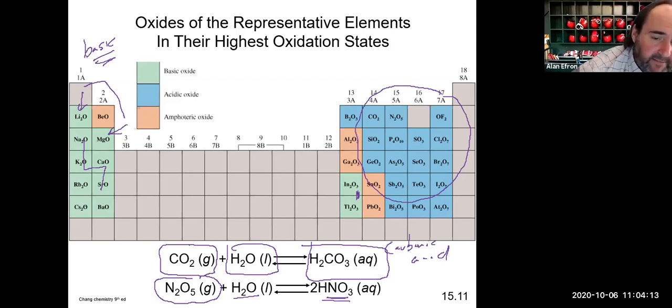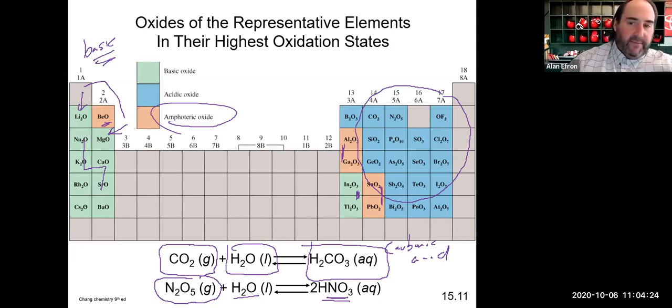And then we do have some that are this orangey color here. These are amphoteric oxides. Amphoteric means it has the ability to act either as an acid or a base. So you could get either one from those guys. They could go both ways, either act as an acid in certain situations or act as a base in certain situations. Any questions on that?